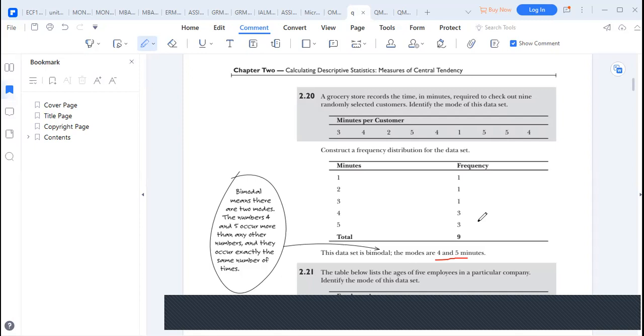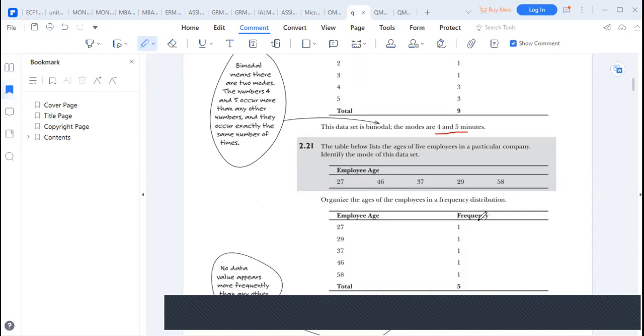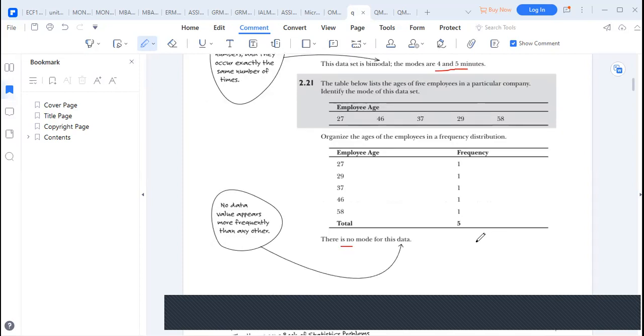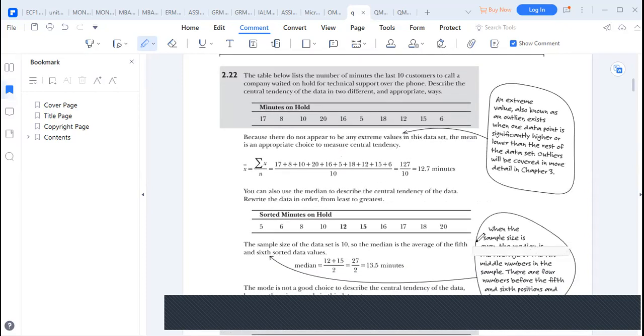So mode can also have a situation of 1, 1, 1, 1 throughout. In that case, we have no mode because you can't say all of them are the mode. You can have bimodal frequency. So in this case, like we have here, there is no mode. Why? Because the data has the same number of employees in the data appearing once. So it must be distinctive for you to have a mode.